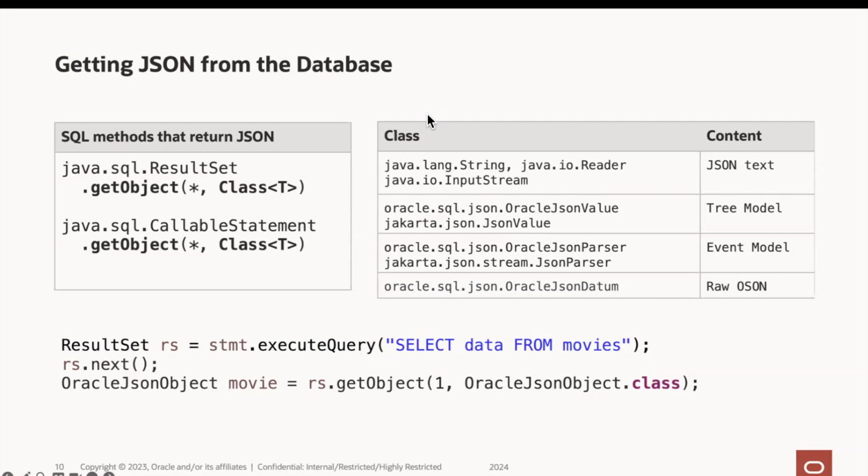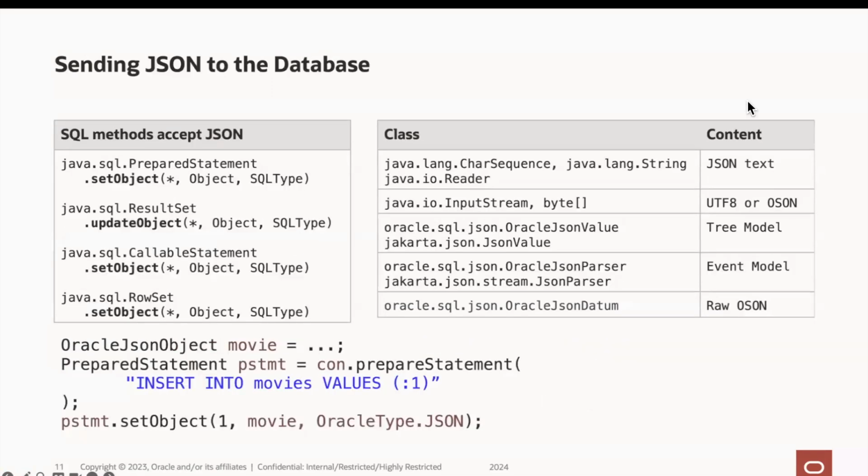This is available to the interface's result set and callable statement. Similar to plain JDBC, we get the column value from the result set by calling getObject, but as a second parameter, we add the Java data type OracleJSONObject for conversion. Similarly, like in plain Oracle JDBC, we use setObject with the parameter OracleType.JSON to convert the object to the SQL JSON data type. This method is also available in multiple interfaces listed here.